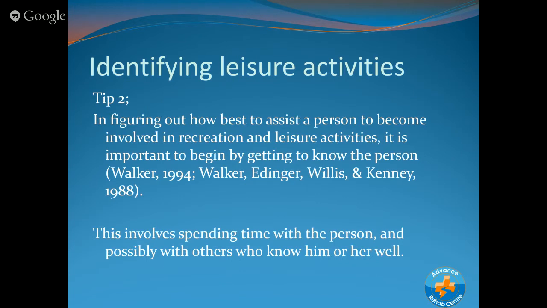Identifying leisure activities. Tip 2. In figuring out how to best assist a person to be involved in recreation and leisure activities, it's important to begin by getting to know the person. This involves spending time with the person and with others who know him or her well. The individualization of community access and leisure activities means that the person is engaged in those activities as they find them meaningful and worthwhile. This enhances quality of life and promotes engagement in community access and social activities.